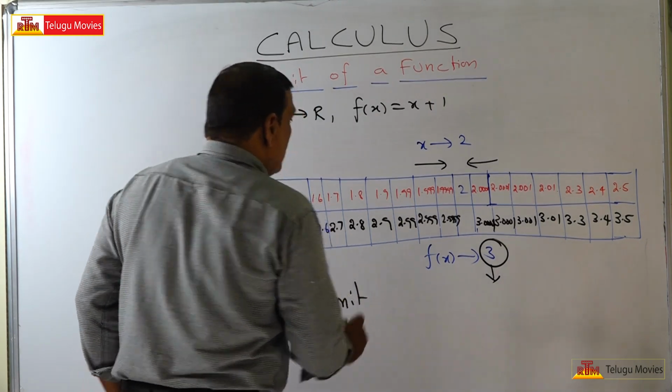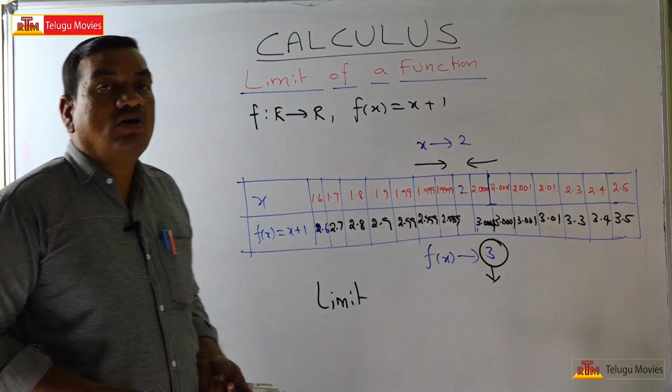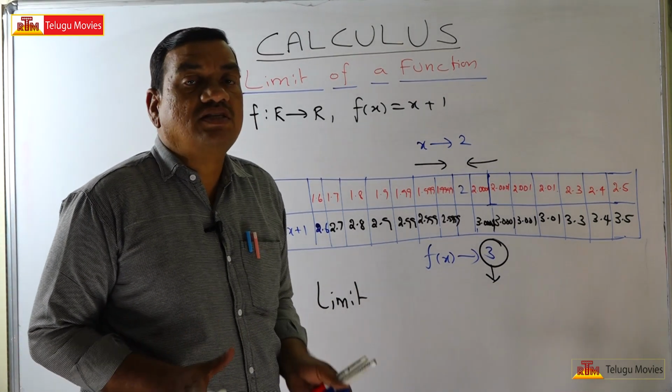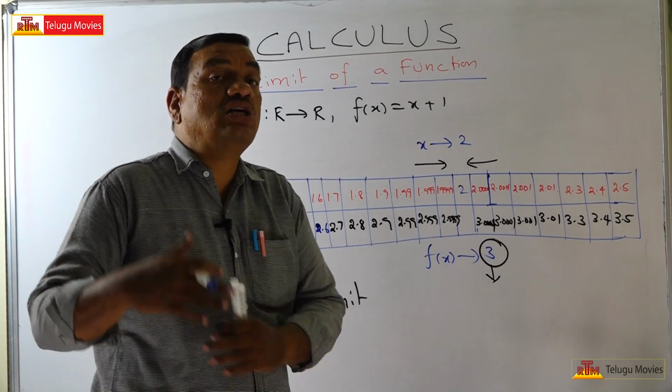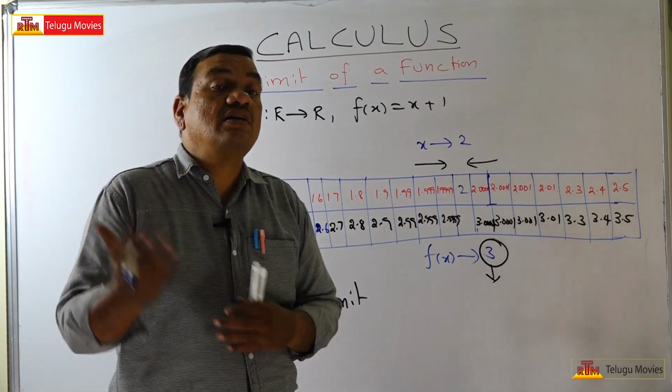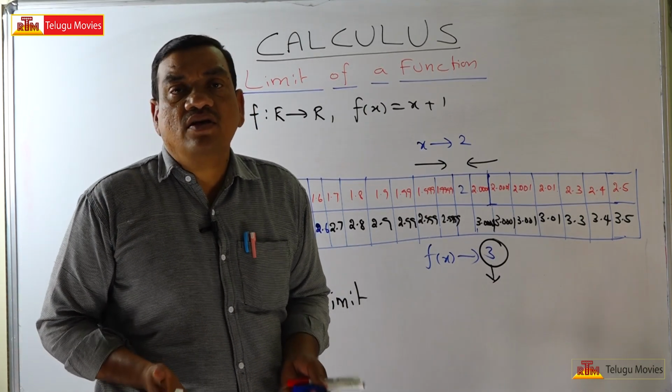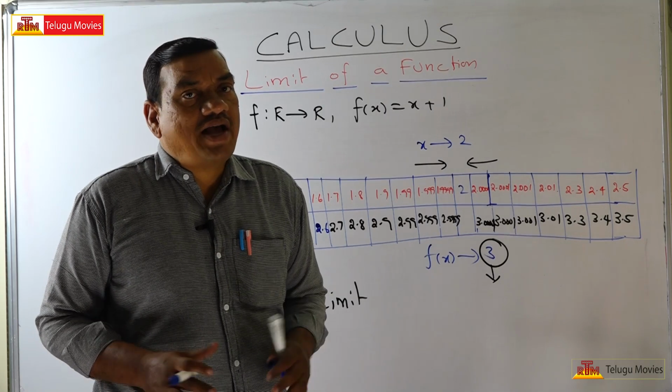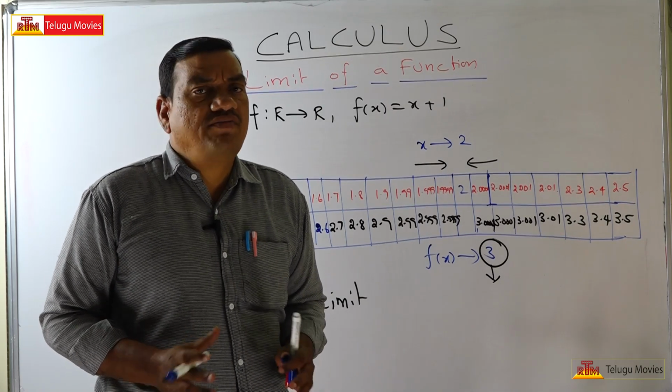Generally in our day-to-day life also we use the word limit. We should have some limits in our day-to-day life. We should not cross the limits. If we cross the limits, what happens? Our life becomes chaos and confusion. Everything will be spoiled.